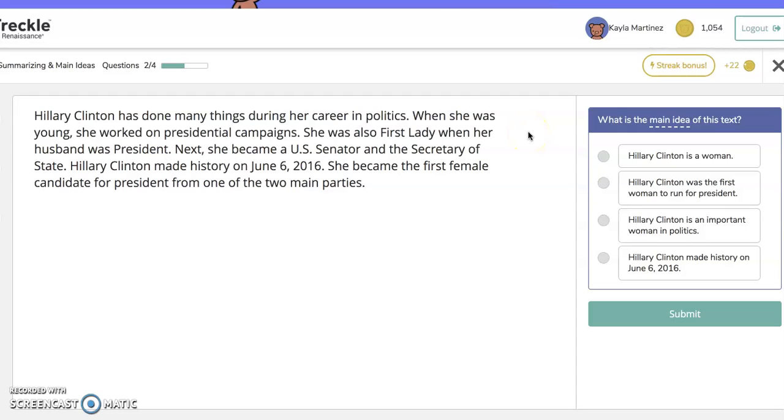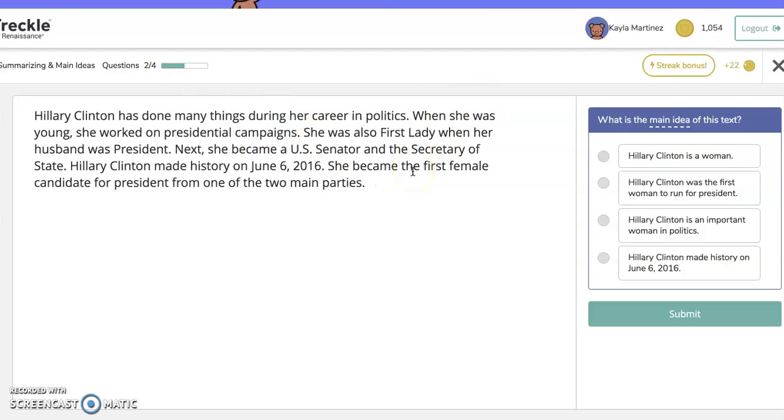Hillary Clinton has done many things during her career in politics. When she was young, she worked on presidential campaigns. She was also First Lady when her husband, Bill Clinton, was president. Next, she became a U.S. Senator and the Secretary of State. Hillary Clinton made history on June 6, 2016. She became the first female candidate for president from one of the two main parties when she was a part of the Democratic Party. So you probably know about Hillary Clinton. If not, she is quite famous for these reasons.